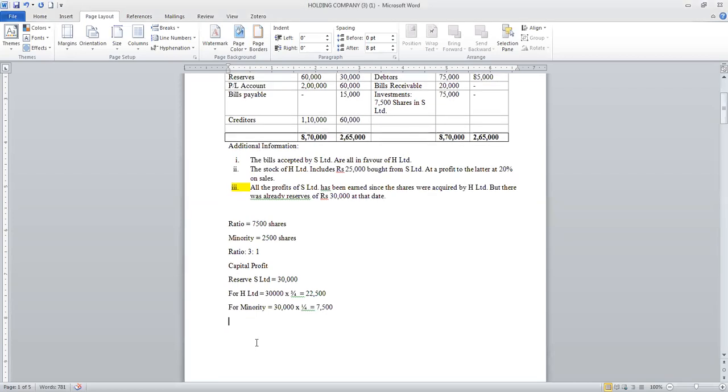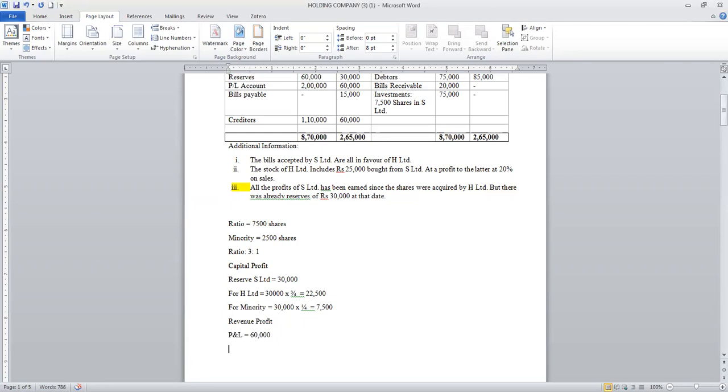Now we are going to calculate the revenue profit. Revenue profit is whatever profit is earned by the subsidiary company after the acquisition. In this company, the entire P&L account is considered revenue profit. So how much is the P&L? The P&L balance is 60,000, and it is entirely considered as revenue profit.